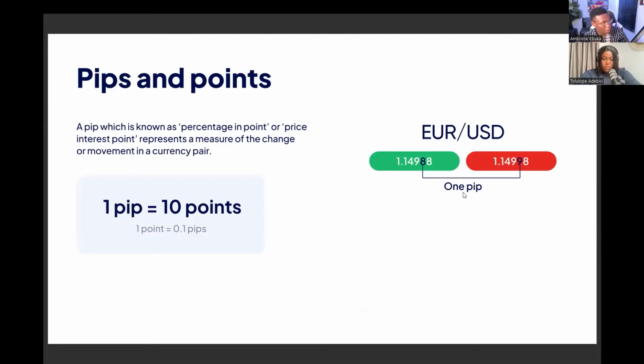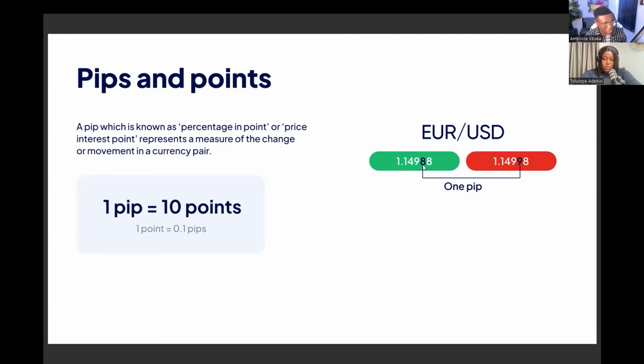Let's look at pips and points. Now, a pip, which stands for percentage in points or price interest points, represents a measure of the change or movement in a currency pair. Now, 1 pip equals 10 points and 1 point equals 0.1 pips. So basically, you need 10 points to make 1 pip. And we can call this a pipette or a point, right? This is the pip in this illustration that you have here.